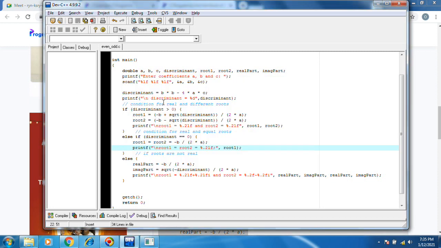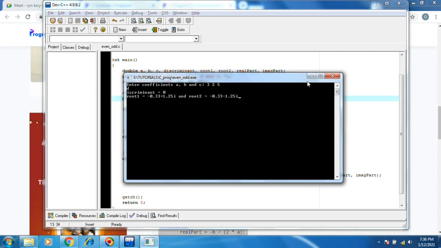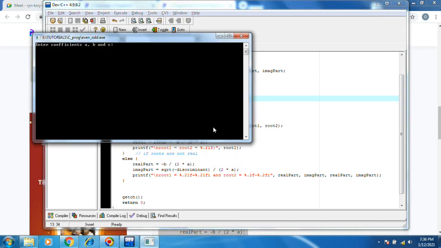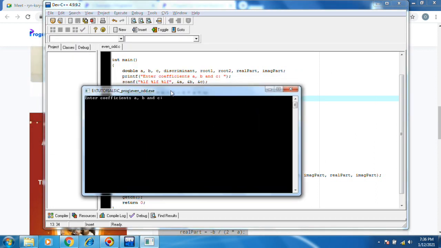Oh, the discriminant is %ld. Try %lf so that we will get the perfect value. Percent ld means an integer will come. We don't want an integer, na? That's why it is not showing. Execute, compile and run. Same value.